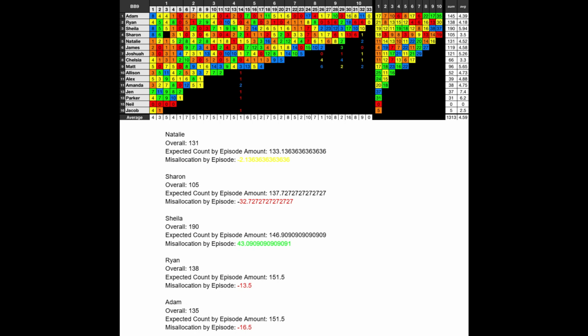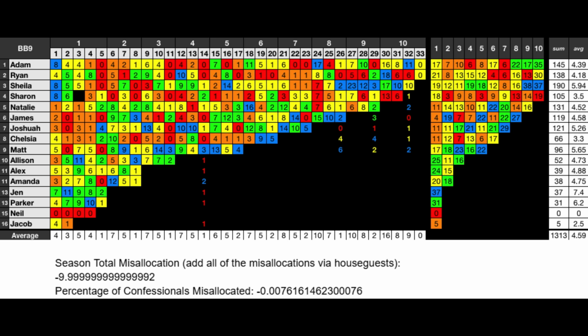Adam's also pretty under-edited once you look into it. Since he has 135 diary rooms, his expected count by episode amount is also 151.5, causing him to have a negative 16.5 misallocation. When you add it all together when it comes to the misallocations, the season has a negative 9.9992 misallocation, and dividing that by the sum, you have a negative 0.007 when it comes to the percentages of confessionals misallocated. So essentially, is that 7%?